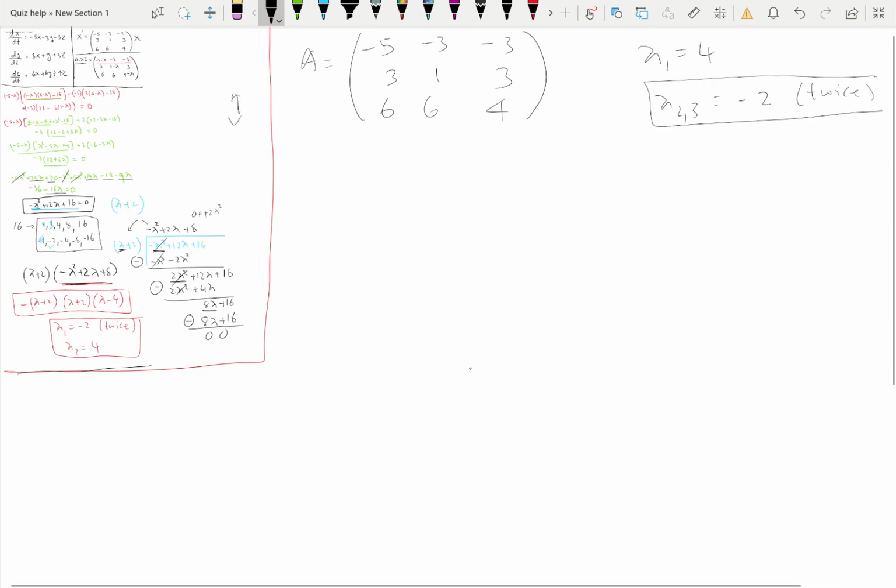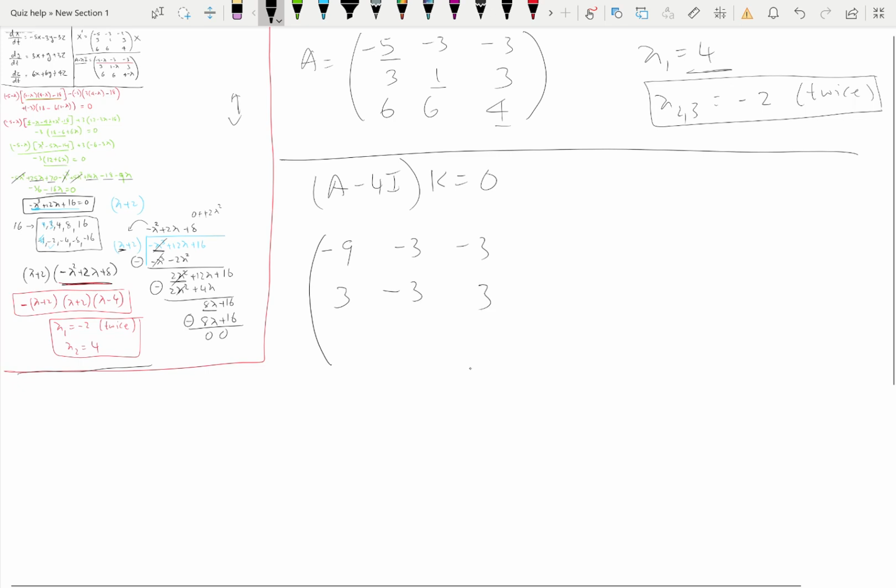So we are still in special case 1. Alright, so let's use the non-repeated eigenvalue first. You want to solve the equation (A minus 4I)k equals 0, where 4 is the eigenvalue. So let's form this A minus 4I matrix. You subtract 4 from the diagonal of A. So -5 minus 4 is -9, here -3, -3, 3, 1 minus 4 is -3, 3, 6, 6, 4 minus 4 is 0. So this is the A minus 4I matrix. Now you want to solve for little k.